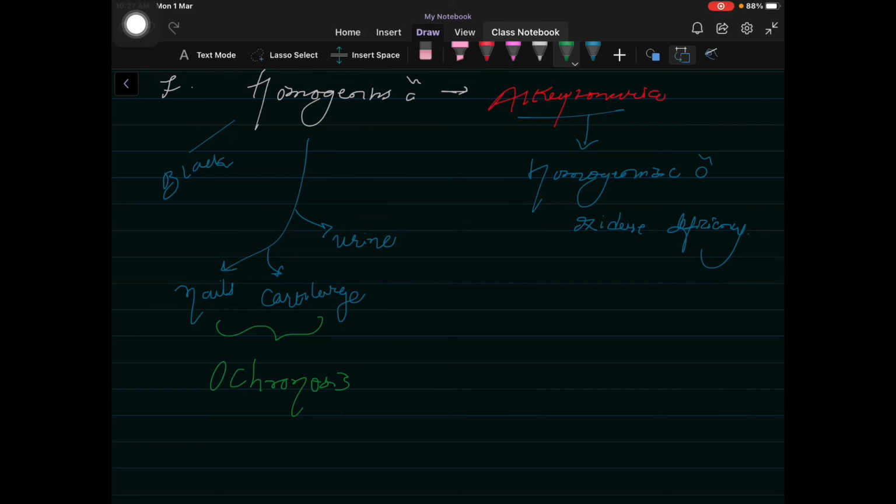And whenever it is passed through the urine, the urine will be black on standing. Whenever we urinate, the reaction of oxygen with the urine turns the urine black in case of homogentisic acid accumulation or homogentisic acid oxidase deficiency in the body. So at this point we completed the pigment accumulation in the cell.